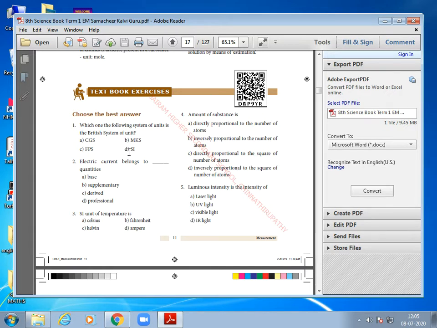Okay, lesson 1 book back answers. Note it down. This lesson 1 is measurement. Are you clear on the concept? I hope you have understood all the topics very well.